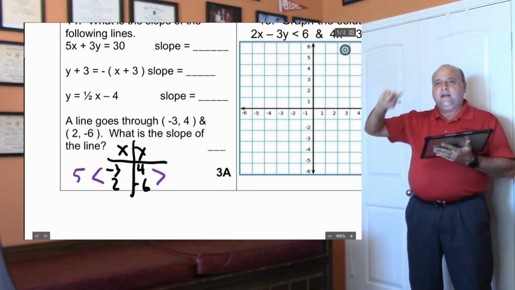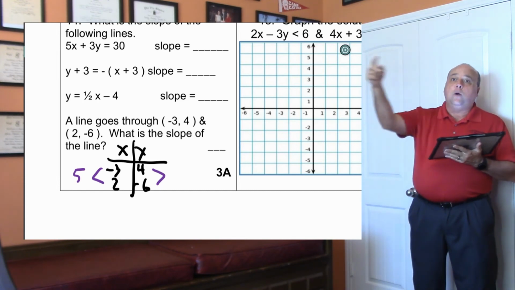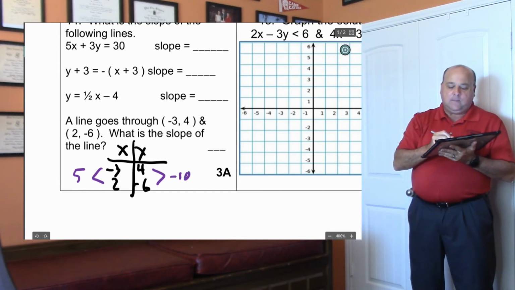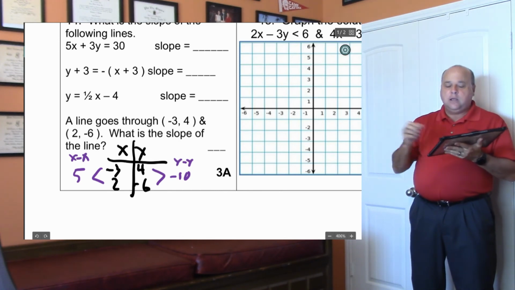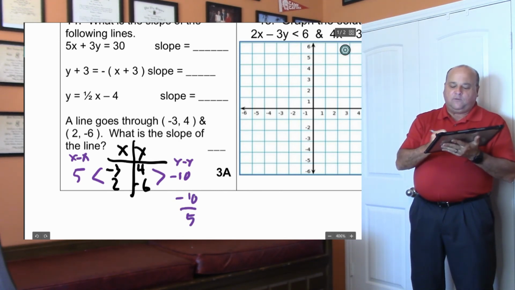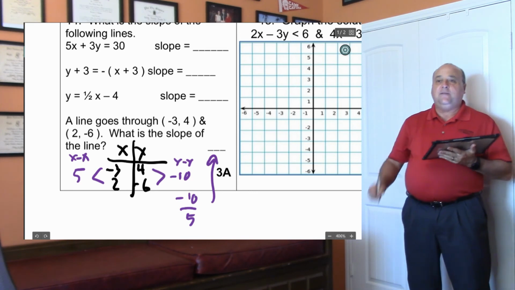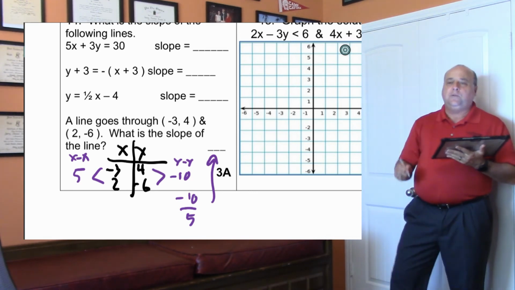And then from 4 to negative 6. From a positive 4, you're going backwards. That's going to be a negative 10. Now then, this is your y minus y, and this is your x minus x. My slope's going to be negative 10 over 5. So you simplify that and put it up there.